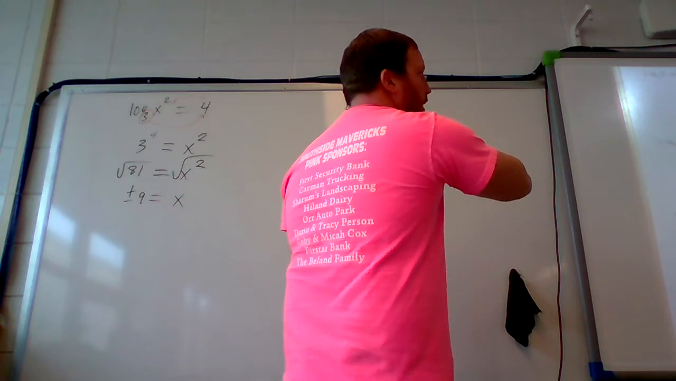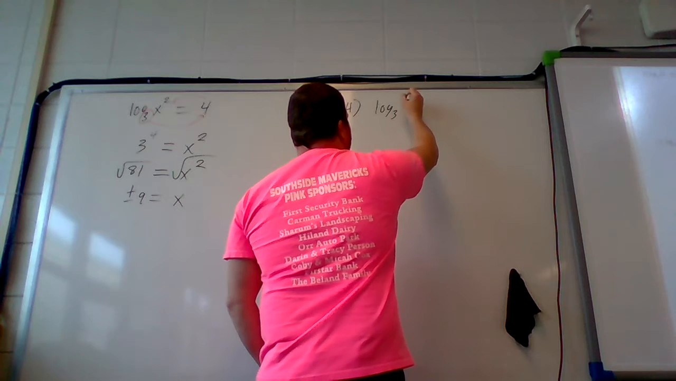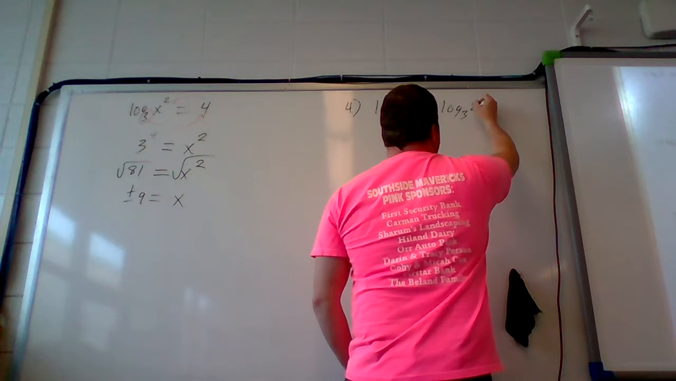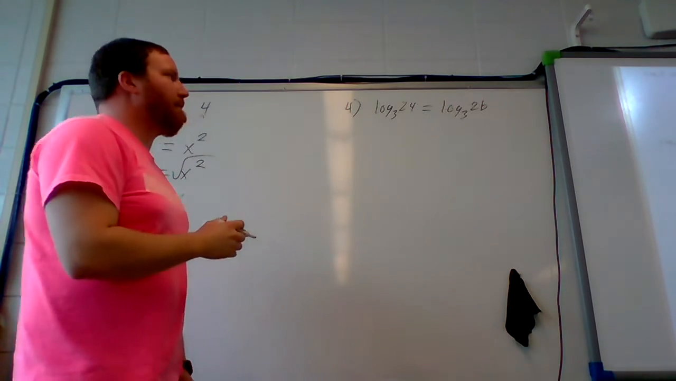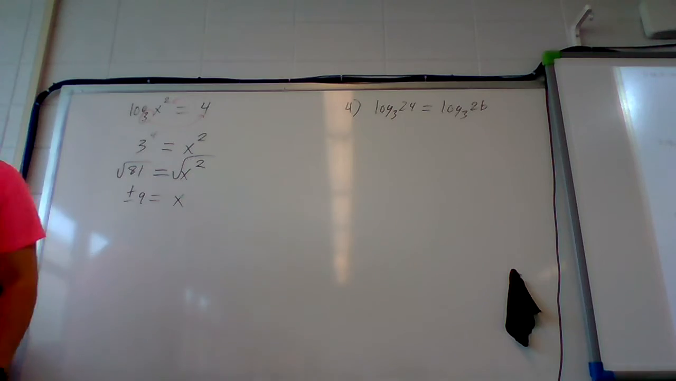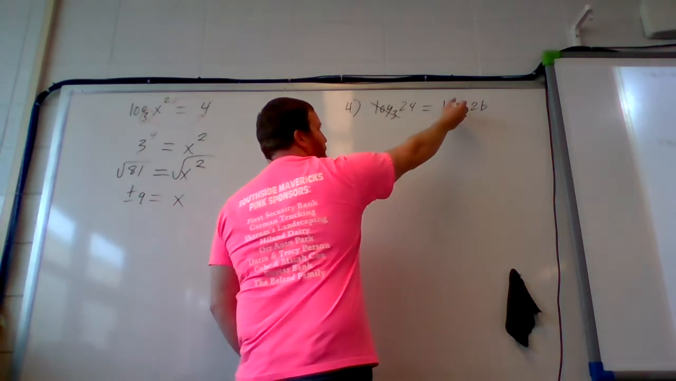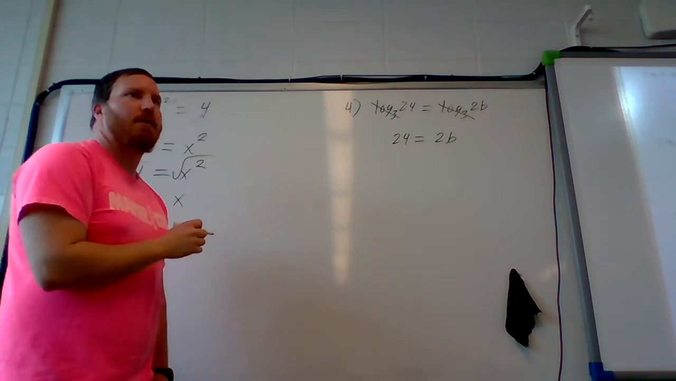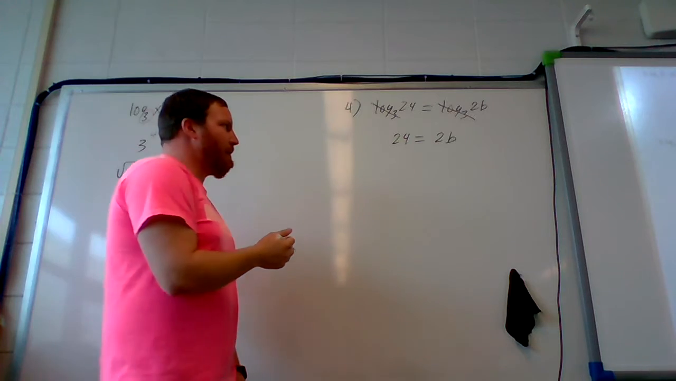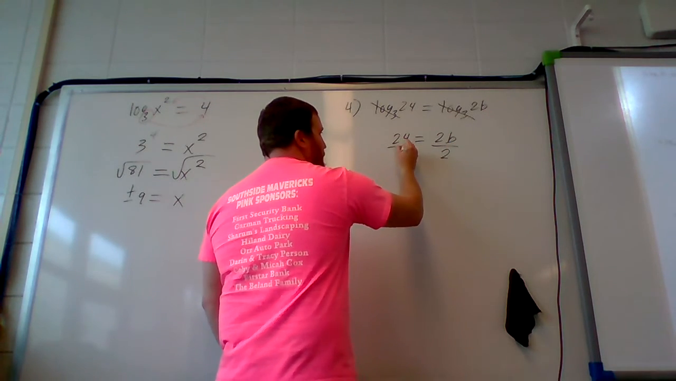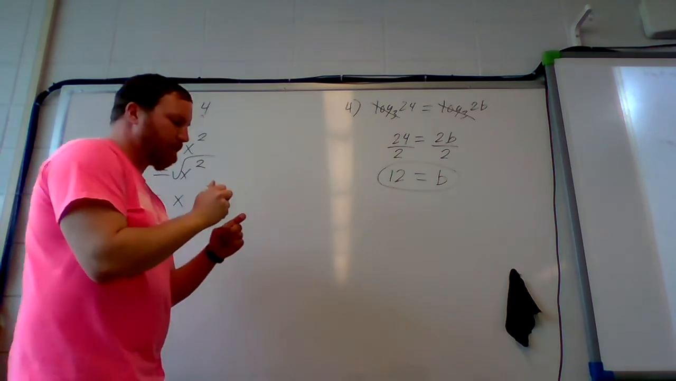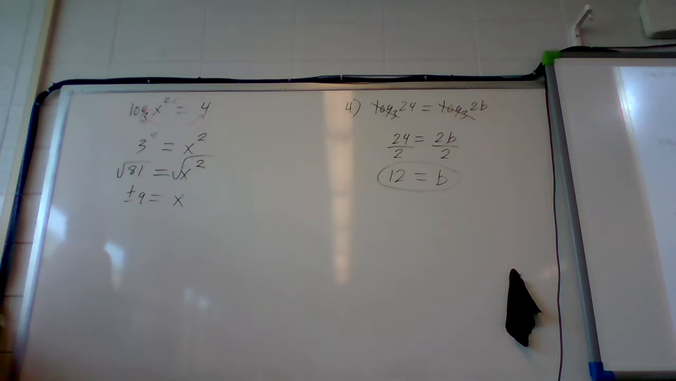Number 4, we've got log base 3 of 24 equals log base 3 of 2b. So again, if log has the same base on both sides, in which we do, we can cross them out, and we're left with 24 equals 2b. At this point, we're going to divide by 2. We're going to get 12 equals b. Any questions on that type?